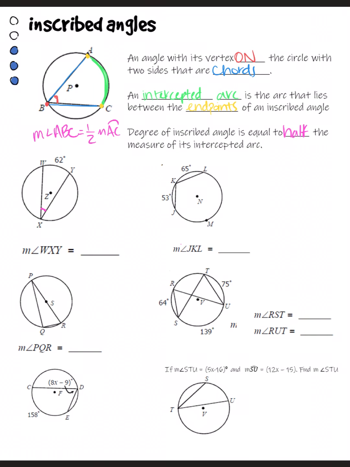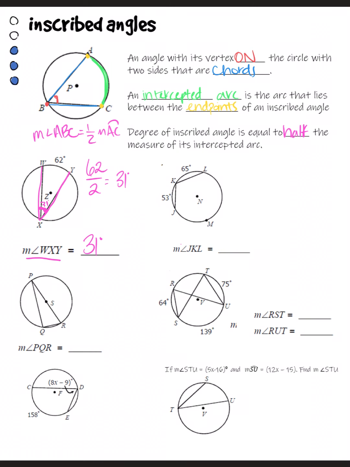We got this inscribed angle right here, and we want to find what it is. This is asking for the measure of WXY, so it wants to know the angle degrees of that X right there. 62 is our arc, so 62 divided by 2 is going to give me 31. 31 degrees is this angle right here.